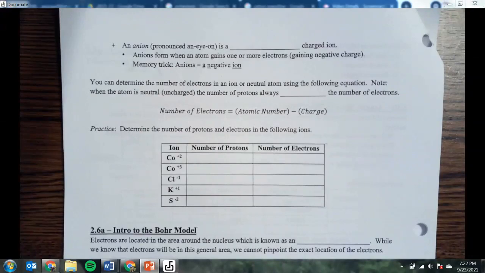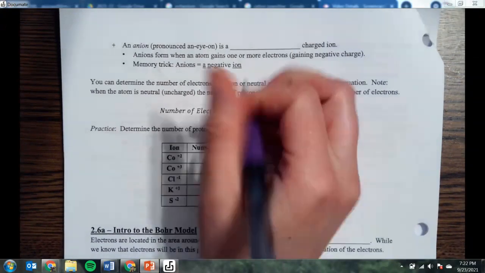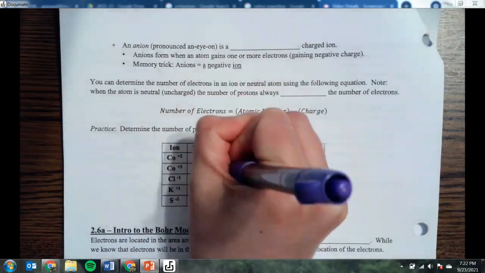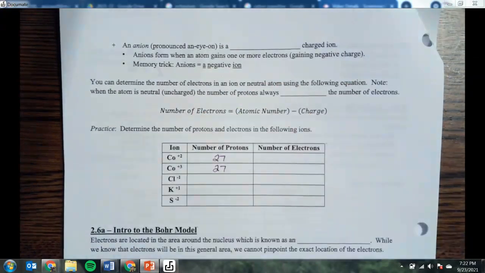Okay, so we want to work through some examples of this where we find the number of protons and electrons in the following ions. So if we look at these first two, these are actually both cobalt, Co. So if I look at the atomic number of cobalt, I see that is 27. So both of these are going to have 27 protons because remember, we never, ever, ever change the number of protons when we form ions. The only thing we change is the number of electrons.